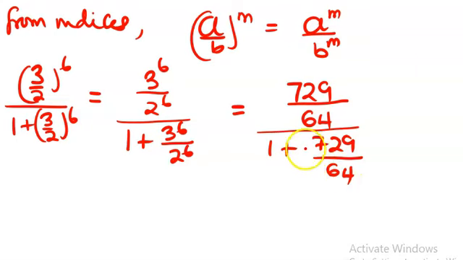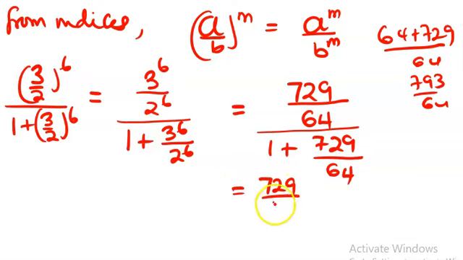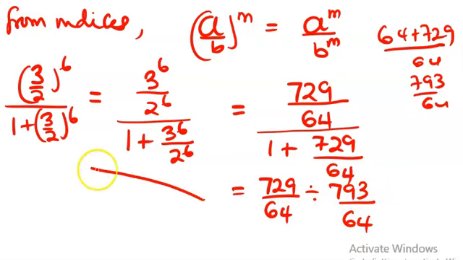Now we want to simplify the denominator. When we simplify this, that will be 64 plus 729 over 64, and this will be 793. So you have 793 over 64. So this is the same as 729 over 64 divided by 793 over 64. Now we can continue from here.